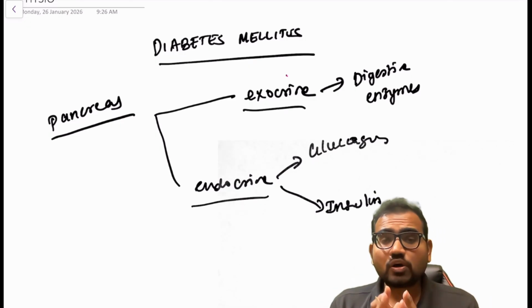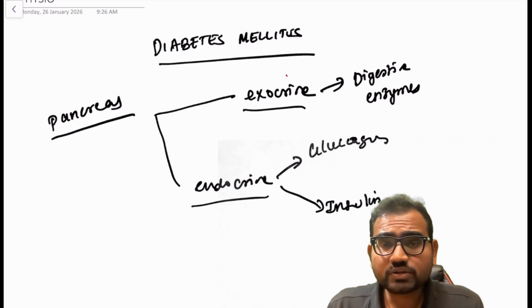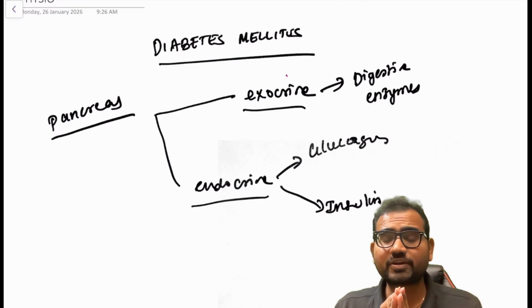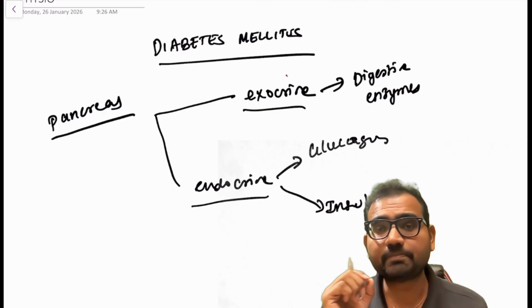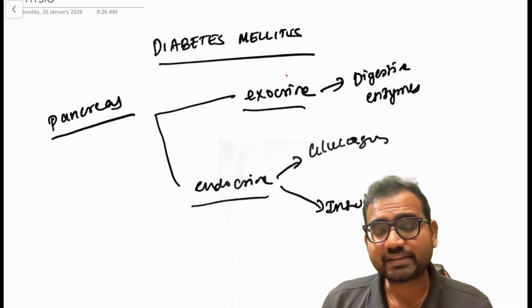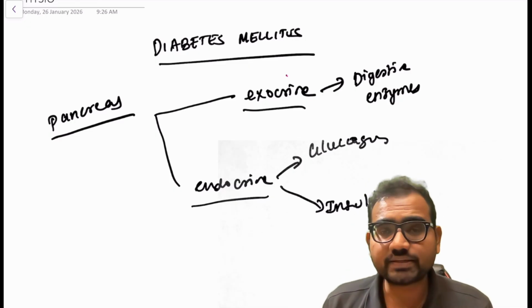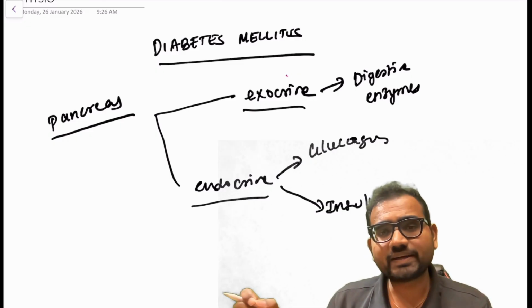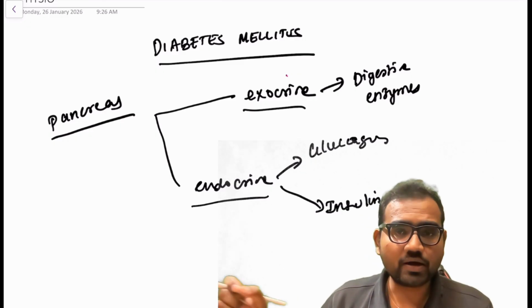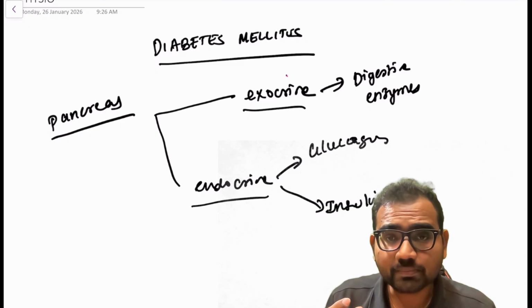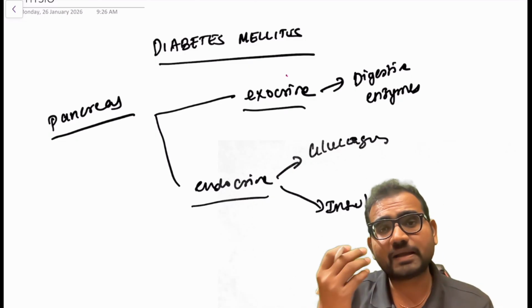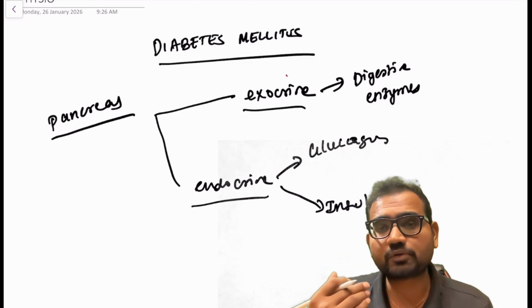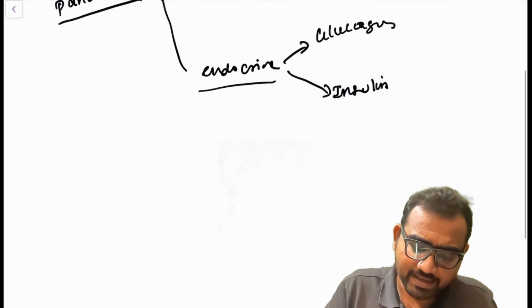Okay, so there are four cells in the pancreas. The pancreas is one of the very important organs that maintains the blood glucose level, either by increasing or decreasing it. The abnormal blood glucose level is what we call hyperglycemia or hypoglycemia. If the blood glucose content is more in the blood, hyperglycemia. If it is less, hypoglycemia.